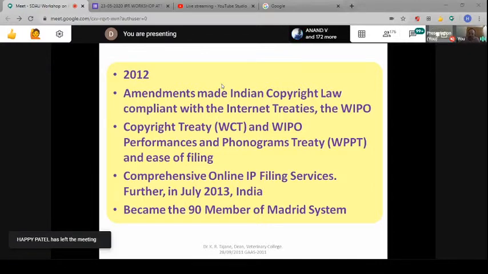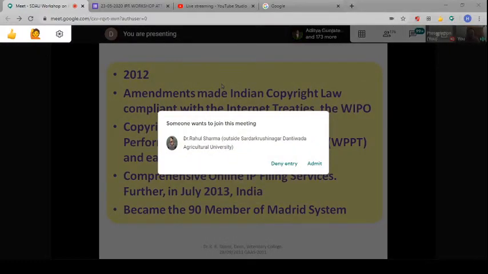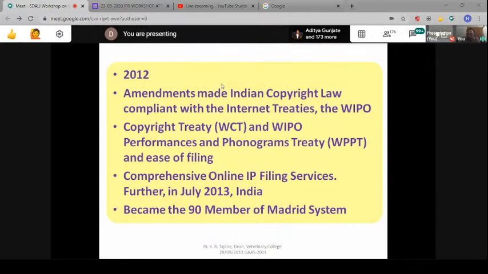Then the second thing: the World Copyright Treaty (WCT) and WIPO, that is the World Intellectual Property Organization, Performances and Phonograms Treaty. Our copyright act was also modified; the change has been made in compliance with the WCT and the WIPO Performances and Phonograms Treaty.